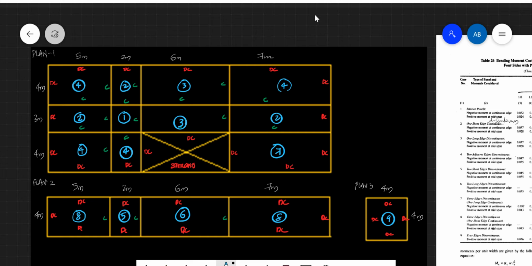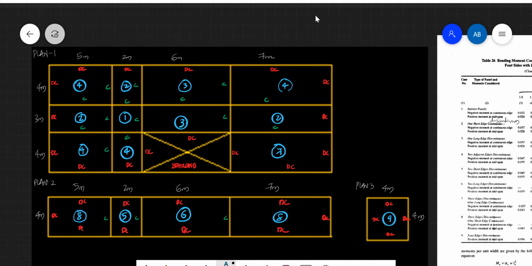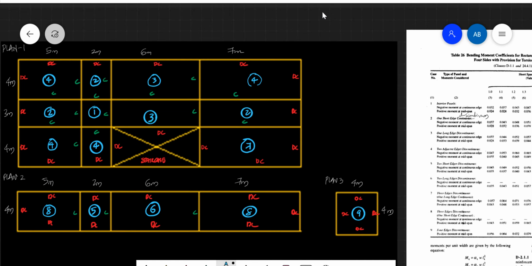In IS 456 Table 26, the different panels are being mentioned, and I have clearly mentioned the different kinds of panels. Hope you are clear with this: how to find the discontinuous edges and continuous edges, and how to find which panel it belongs to. In the question, the panel will be discussed. Based on that, you need to understand which panel you are designing. Okay.